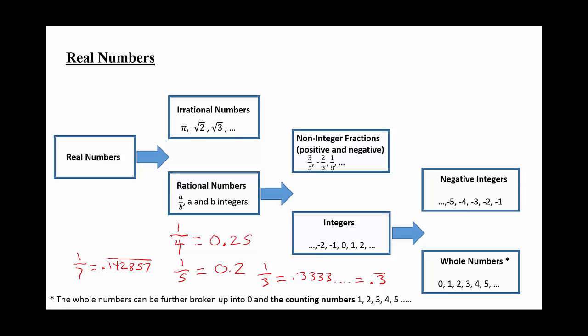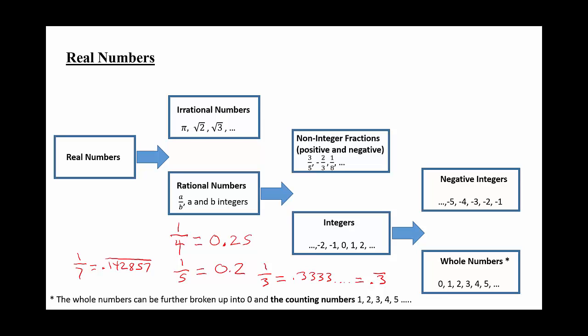A couple of examples of non-integer fractions would be 3/5, which is 0.6, minus 2/3, which is minus 0.66666 repeating forever, or 1/8, which is 0.125. All of those, if we write them in decimal form, have numbers to the right of the decimal place that are not all zero. The integers, on the other hand, have all zeros after the decimal place. So those are minus 2, minus 1, 0, 1, 2, going on forever in both directions.